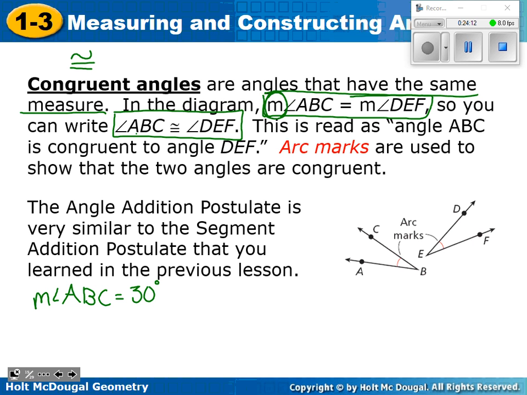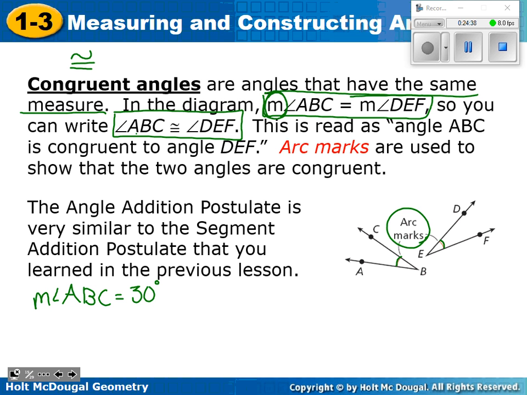Okay, just like with segments, we had little marks that would indicate if they were congruent in the picture. What did we call those marks, if they were line segments? Do you remember? They were called tick marks. Tick marks, if they're line segments, they're called arc marks if they're angles. They'll use different numbers of markings to indicate whether they are or are not congruent.